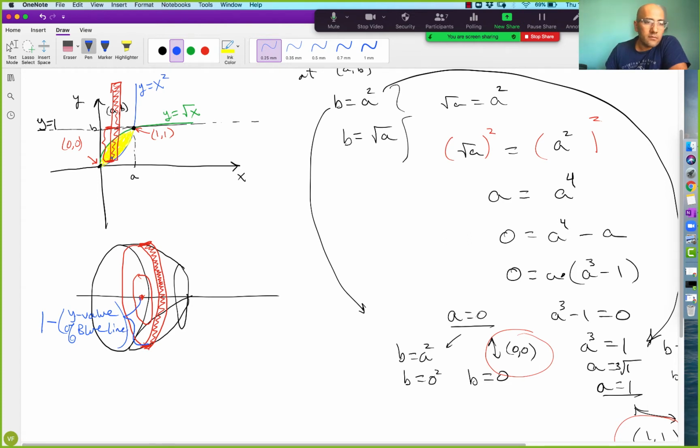Does that make sense? Any questions? The blue line, let me highlight, that's this one, right? As I slice across, it's always going to be 1 minus the y value of the blue line. Good. And the blue line is determined by this. So the y value of the blue line is determined by x squared. So it'll be 1 minus x squared. Is that okay? That'll be this radius from there to there.